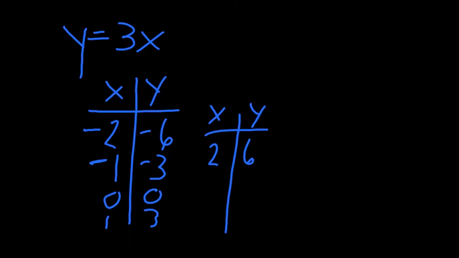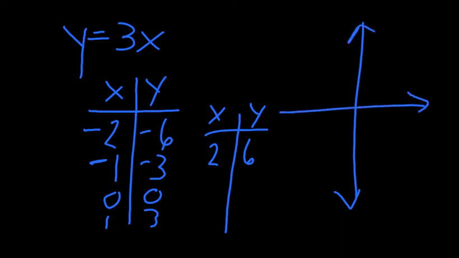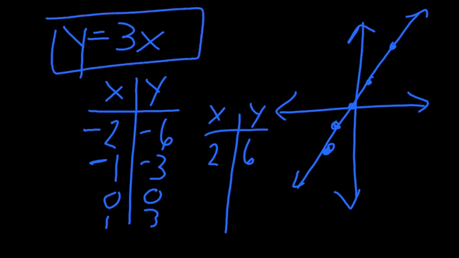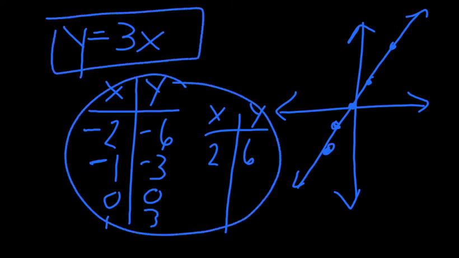Now, could you graph that? Certainly. So take out some graph paper and graph this equation. Well, -2, -6, -1, -3, 0, 0, 1, 3, and 2, 6. When you graph that on graph paper, you're going to get a line that looks much better than mine. Connect all your dots, put arrows on the end of your line, and you've just done it. You've taken one of the three parts and you found the other parts.